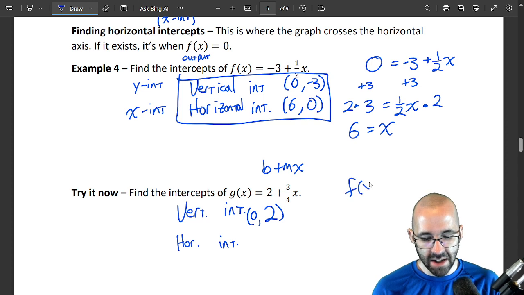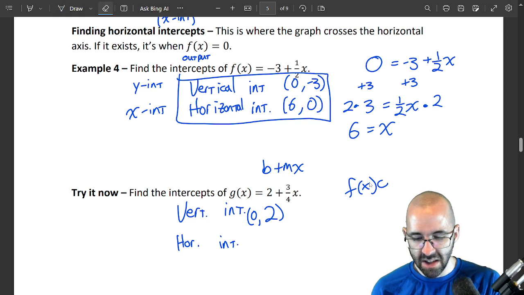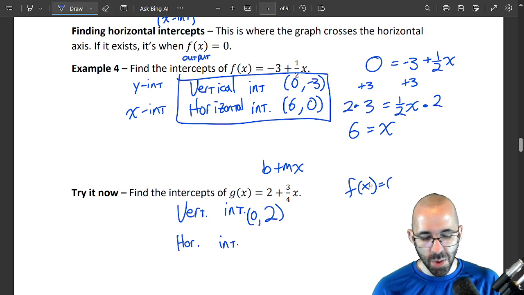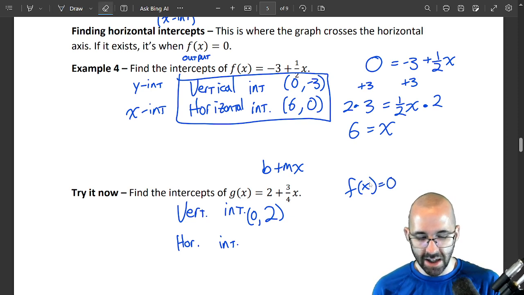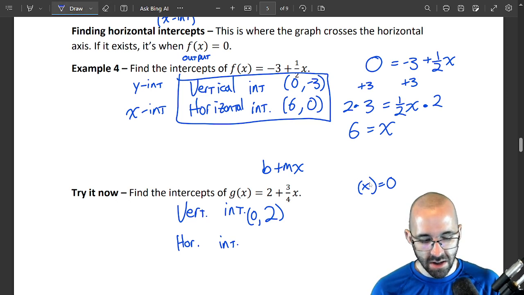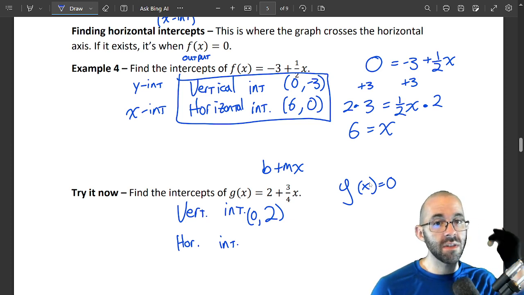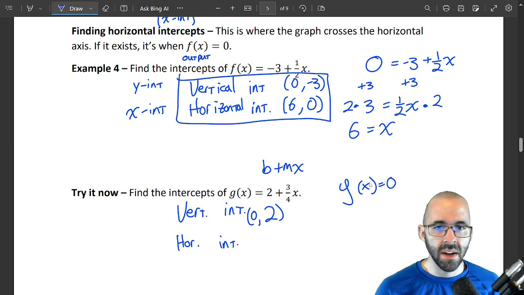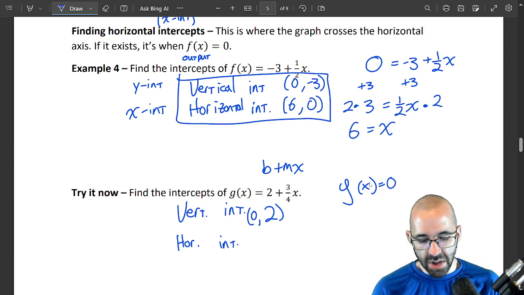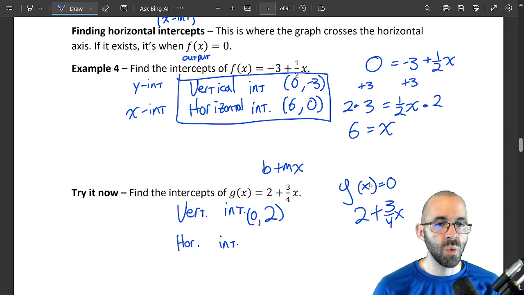The horizontal intercept we have to solve. That's going to be when f of x equals 0. I missed my equal sign. When f of x equals 0, when the output is 0. And again, technically, our function here is called g. Example 4 was f. This one's g. So our function will equal 0. Well, this is our function right here. When does that equal 0? I don't know. We want it to be 0. Let's find what x has to be for this to be 0.